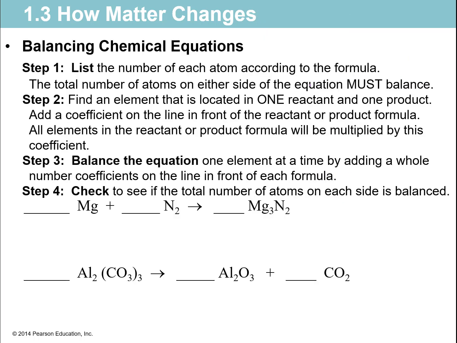So look at these. See if you can figure this one out. So Mg plus N2 makes Mg3N2. And follow the steps, so I kind of listed how I do it. So 1, I list the number of each atom according to the formula. I draw a line. Mg is just 1 Mg. N2 is 2 nitrogens. I do that on the reactant side, then I do it on the product side.